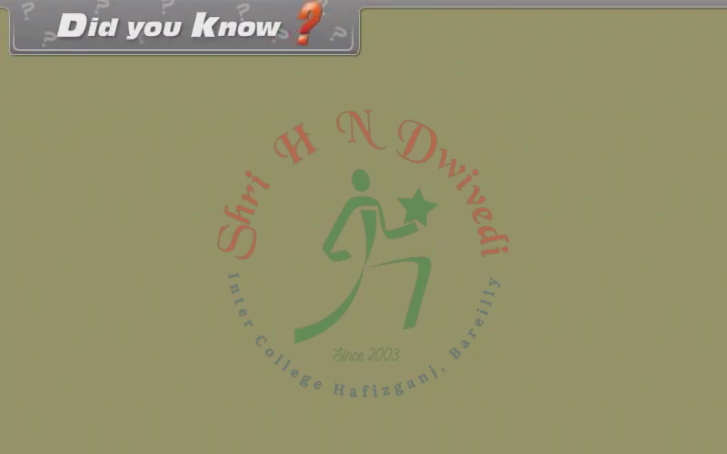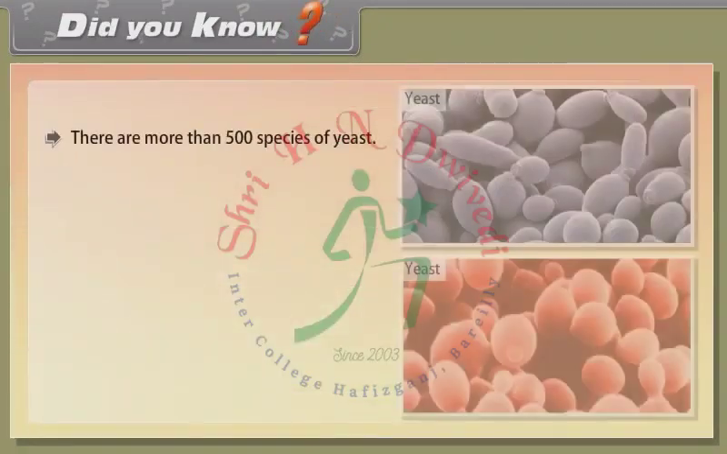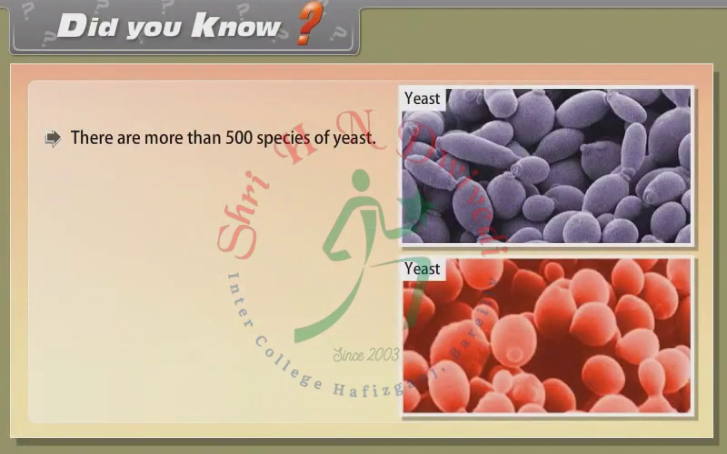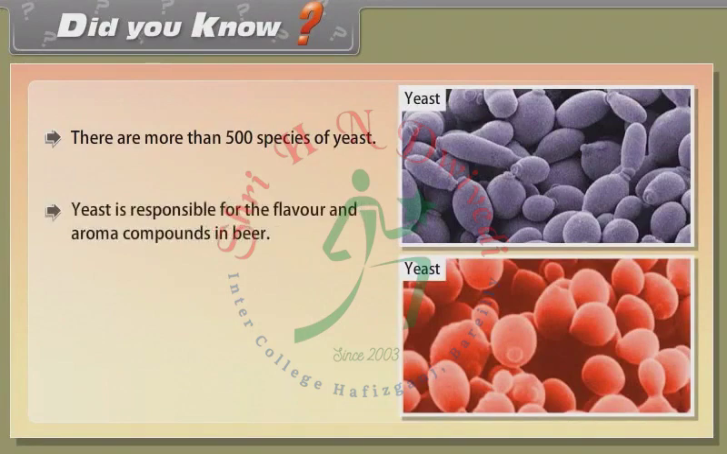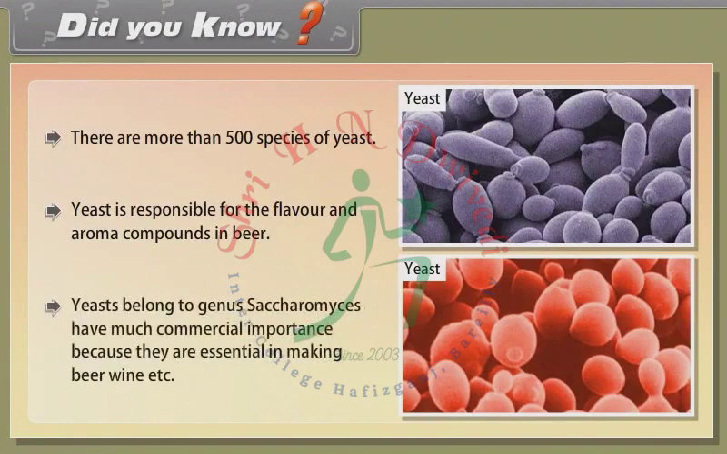Did you know? There are more than 500 species of yeast. Yeast is responsible for the flavor and aroma compounds in beer. Yeasts belong to genus Saccharomyces, and have much commercial importance because they are essential in making beer, wine, etc.